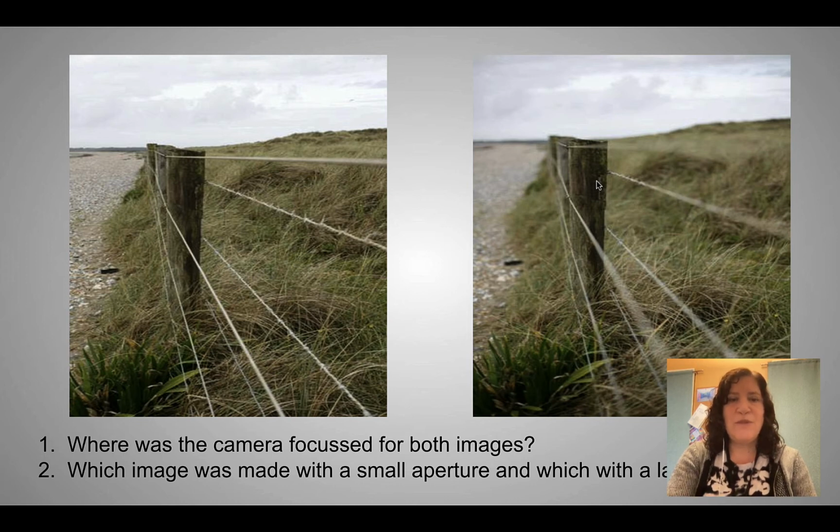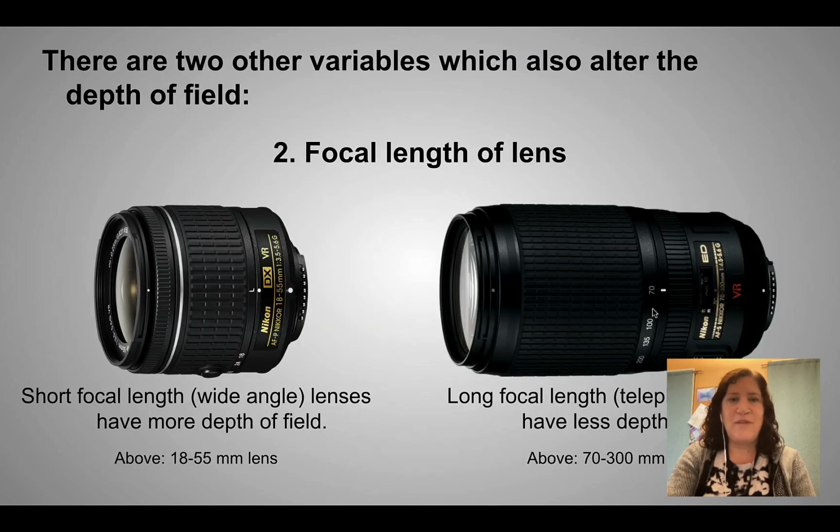But which image was made with a small aperture and which with a large aperture? Now don't get confused between aperture and f-stop, right? The smaller aperture is a larger f-stop. So it would be the one on the left. But again, let's not confuse things. Let's just say that a larger f-stop over here gives a larger depth of field, and a small f-stop to the right gives the smaller depth of field.